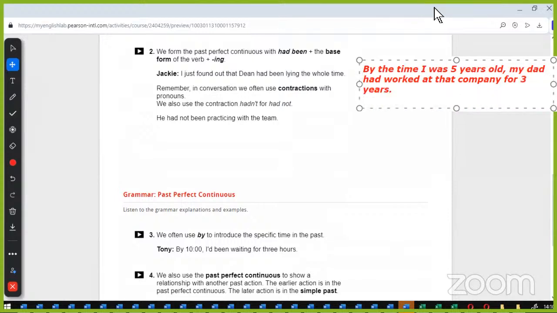3 years. So here we use had, sorry, had been working. I'm sorry. We use had been plus the base form of the verb plus ing. Had been working in this case.